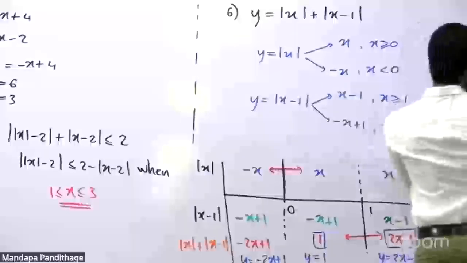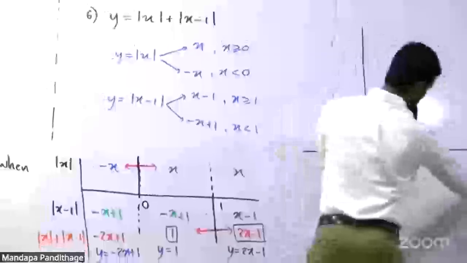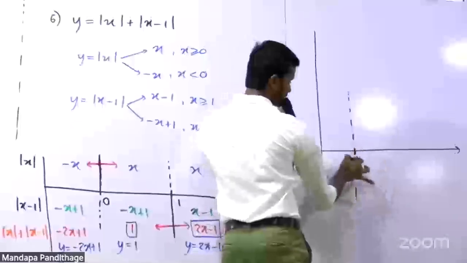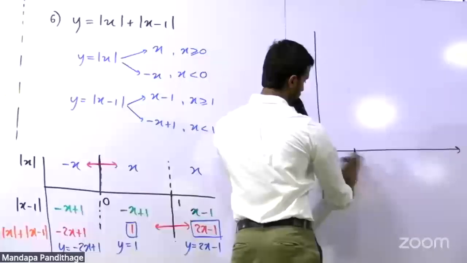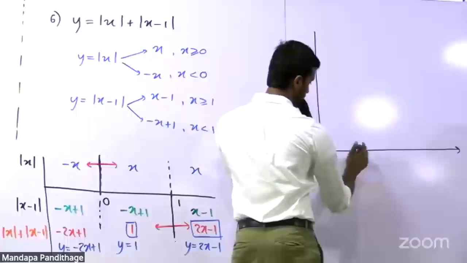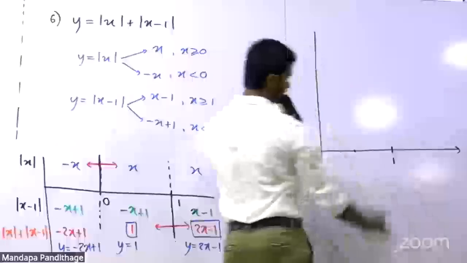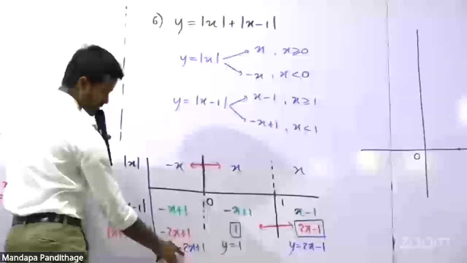Take a Cartesian plane. One turning point is 0 and the other turning point is 1. Okay, now look at this. So when x is less than 0, you have to draw y equals minus 2x plus 1.